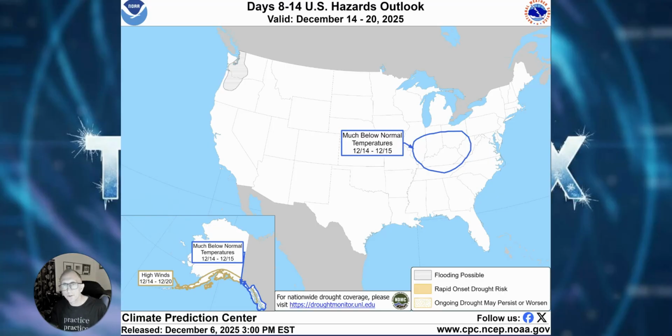As far as day 8 to 14 hazards, we have much below normal temperatures expected. Much below normal temperatures here, normal temperatures here in the Ohio Valley.